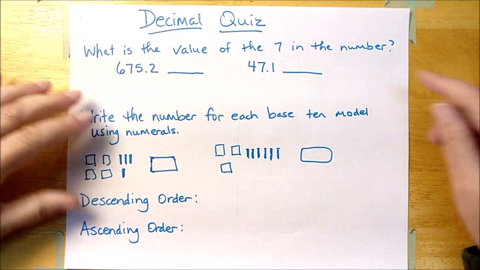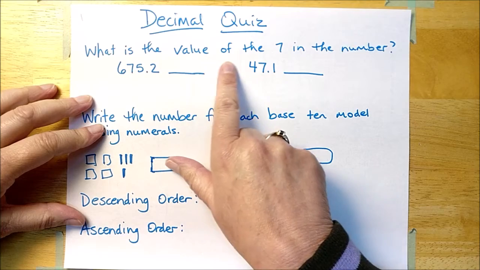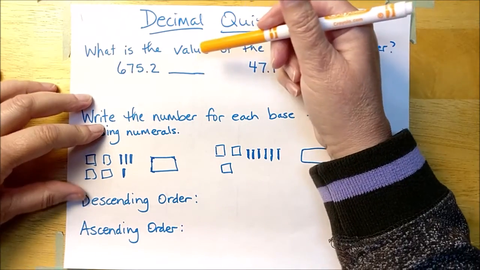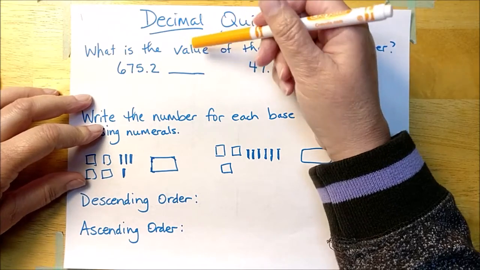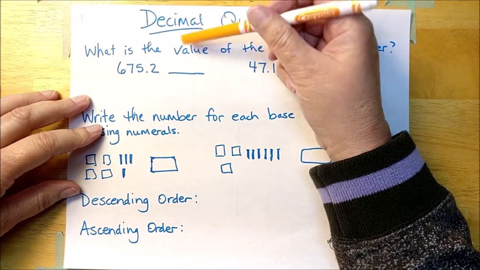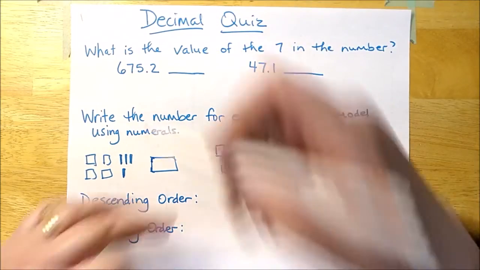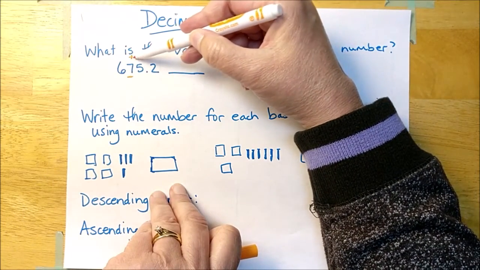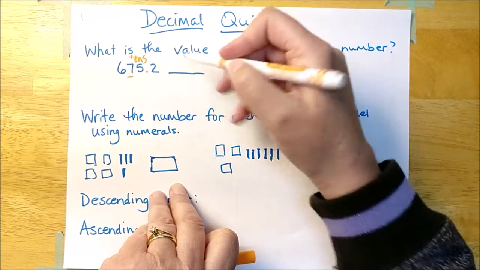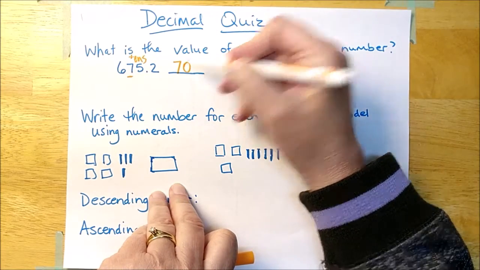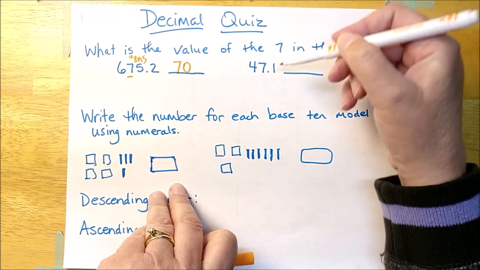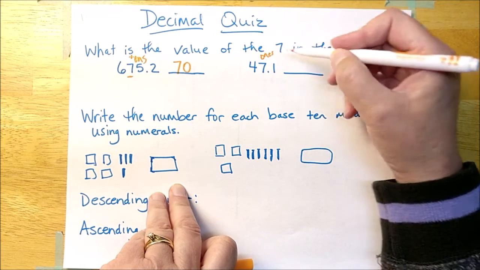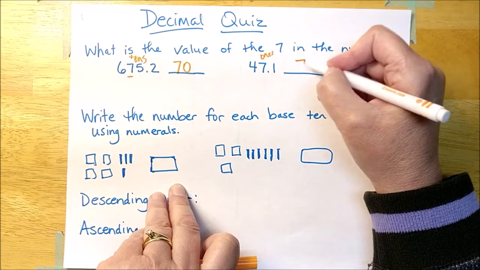So one of the questions is going to ask, what is the value of the 7 in the number? Not what is the place value of it, but what is it worth? What's its value? So here's the 7 in the number. And the 7 happens to be in the tens place. So that means that 7's value is 70. This 7 happens to be in the ones place. So the value of that 7 is 7.